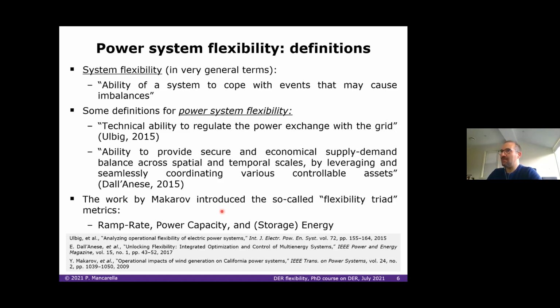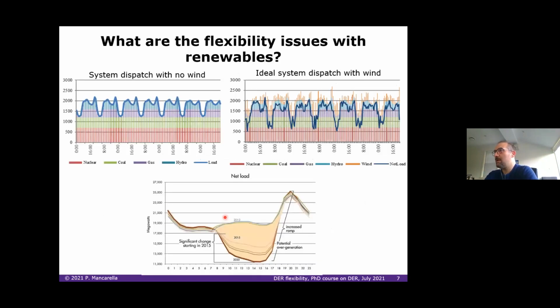So the definitions above somehow are general, like what is flexibility. In Makarov, you really see somehow already how you measure flexibility in terms of rates of change, the capacity that you need, so how much actually you can change overall if you were not constrained by ramp rates. And of course, if you need energy to move from one operational point to another, do you have sufficient energy, especially if you have some kind of storage resource?